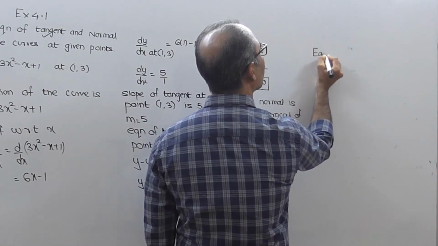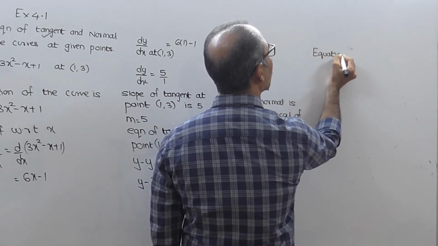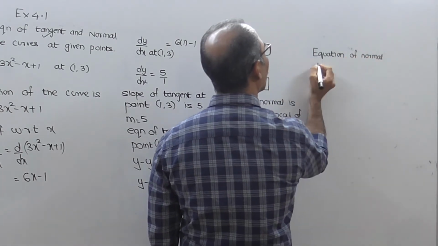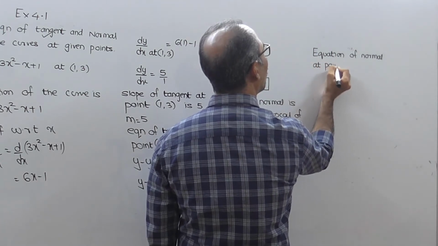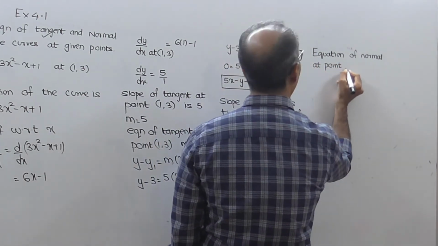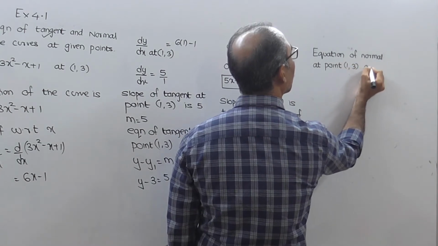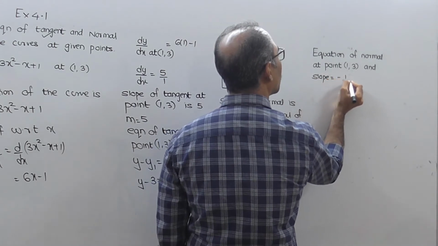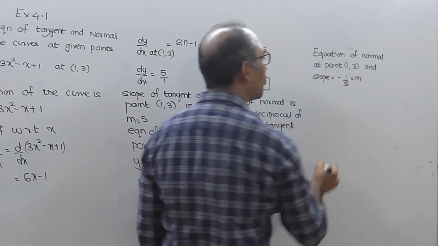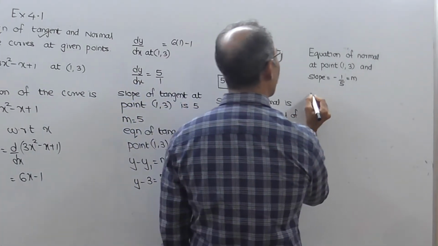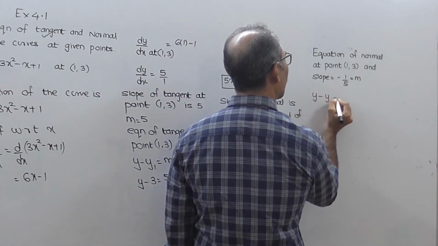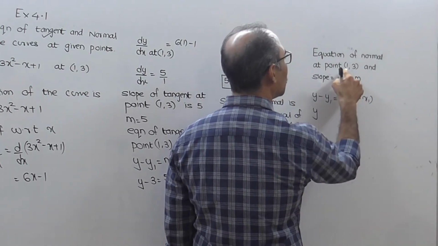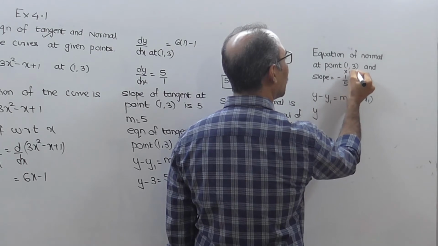So we have to find the equation of the normal at the same point 1 comma 3. What is the slope of the normal? The slope of the normal is minus 1 by 5, and slope is denoted by the alphabet m. So we use the equation of a line in slope point form, that is y minus y1 equal to m into x minus x1. This is x1, this is y1.